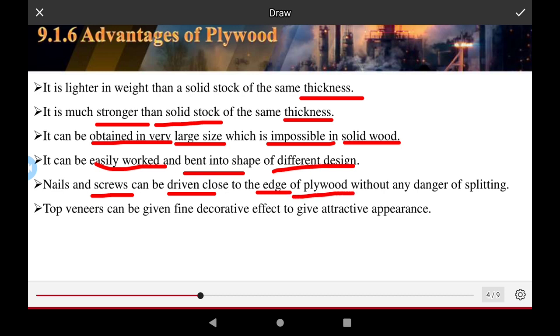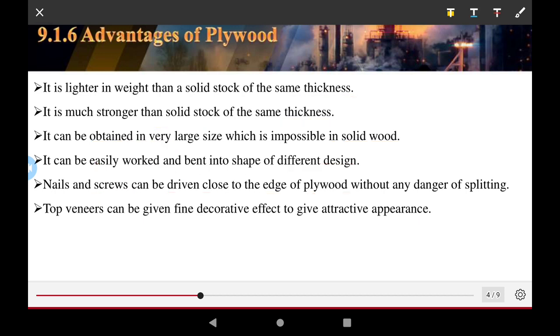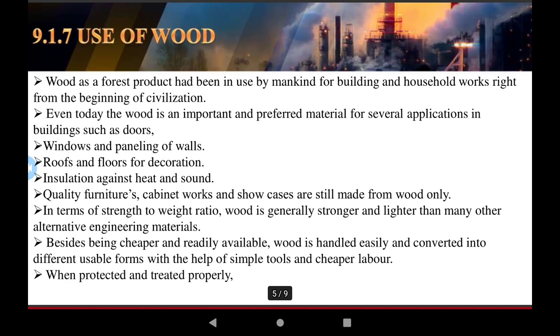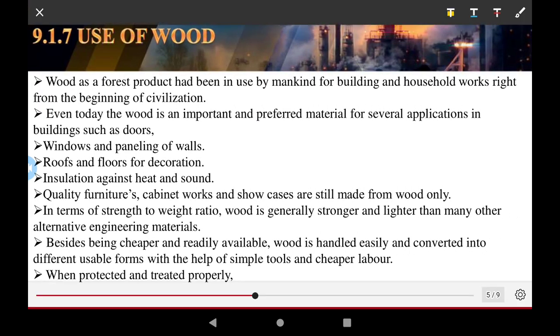without any danger of splitting. The veneer finish gives a decorative effect, an attractive appearance to the plywood. Application and use of plywood.